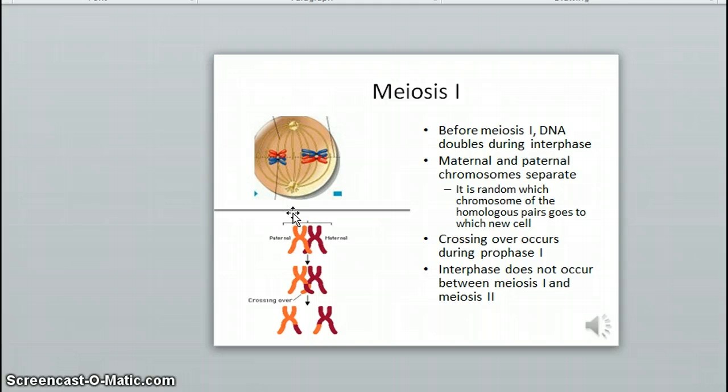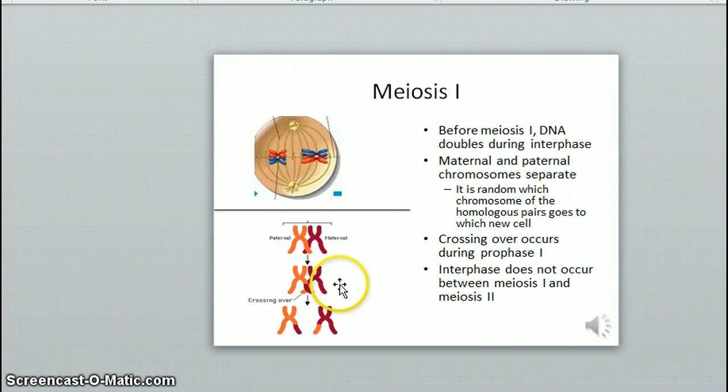But the red and blue chromosomes can line up any way as long as each daughter cell gets one big and one small. This is a simple example where there are only two homologous pairs of chromosomes, but imagine how many options there are in humans with 23 pairs of chromosomes. The arrangement of the chromosomes during metaphase of meiosis I is just one way variation is introduced in sexually reproducing organisms.